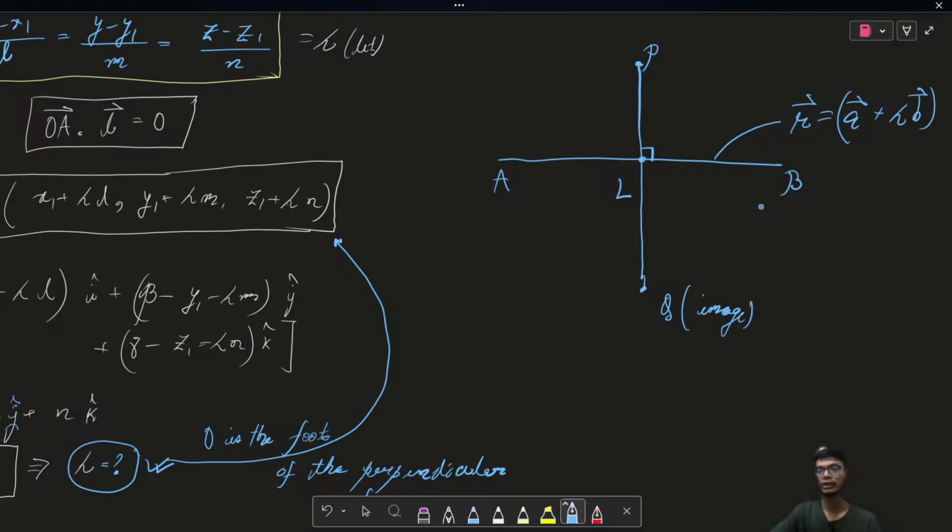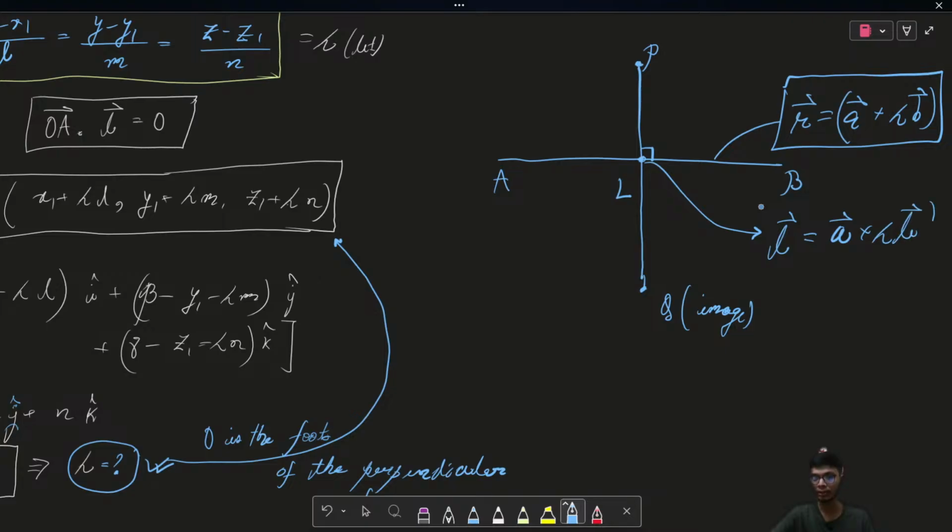Let us say the equation of this AB line in space is given by this vector equation, where r denotes the position vector of any point on this line. Then the position vector for point L will also be given as a vector plus lambda times b vector, because r is any general point on the line. Now let us say the position vector of point P is given as alpha vector.